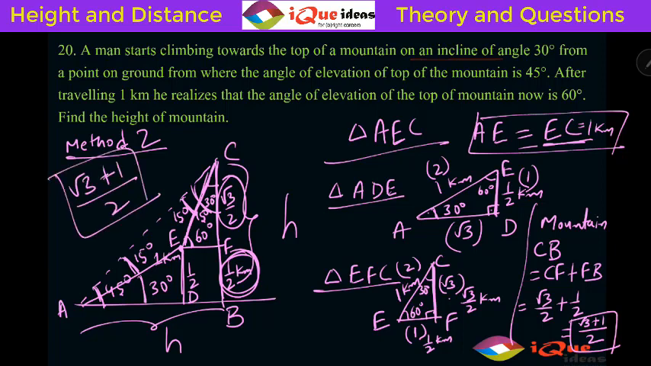So this is what we have already done. If it is necessary, you can put the value of root 3 as 1.732. So it will be 2.732 upon 2. And if you divide, it is 1.366 kilometers. Right? So be careful about the unit and the value.